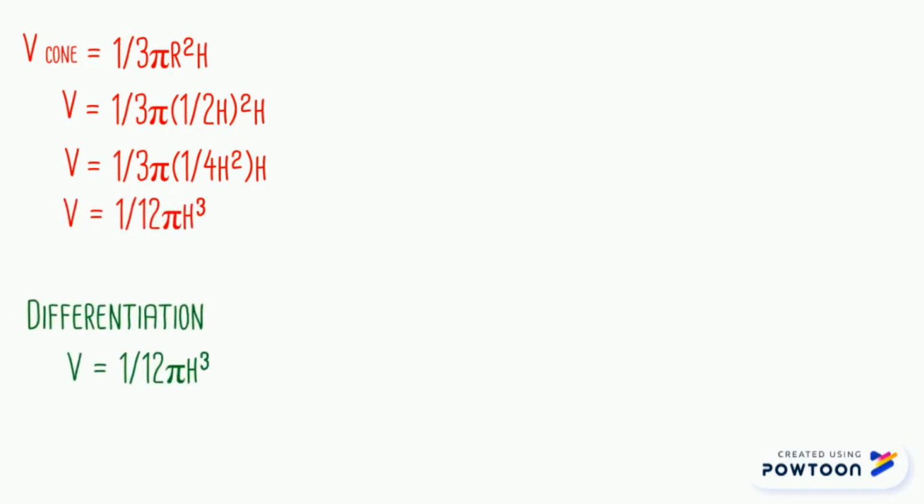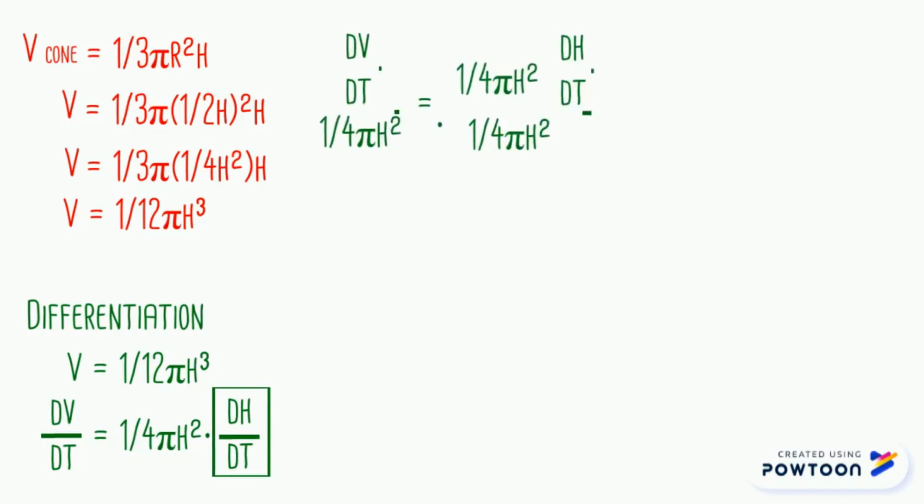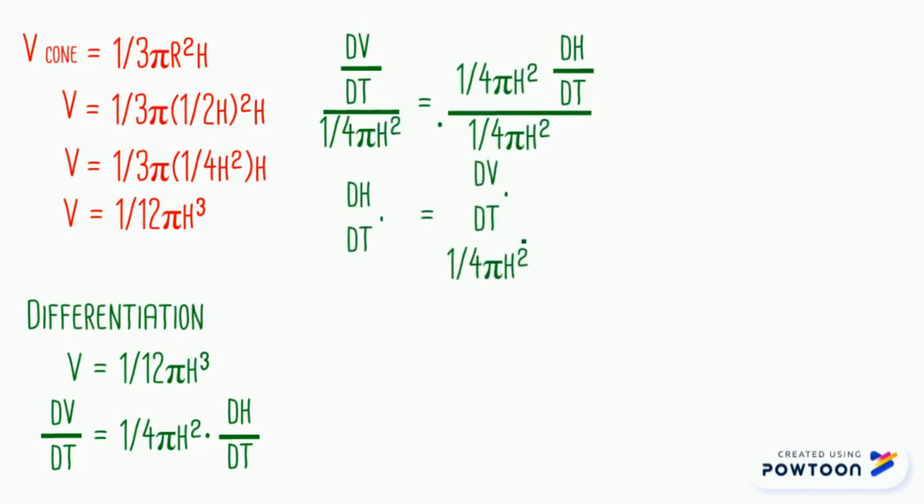Let us differentiate both sides of the equation with respect to time. The derivative of volume is derivative of volume with respect to time, while the derivative of 1 over 12 pi h cubed by constant multiple rule is 1 over 4 pi h squared times the derivative of height with respect to time. Let us isolate the derivative of height with respect to time by dividing both sides by 1 over 4 pi h squared. Simplifying, we can have an equation of the derivative of height with respect to time is equal to the derivative of volume with respect to time divided by 1 over 4 pi h squared.